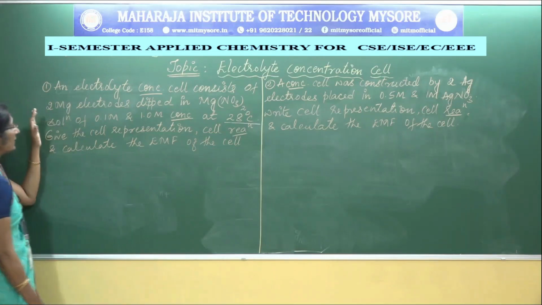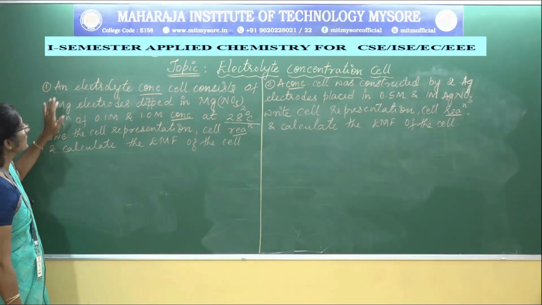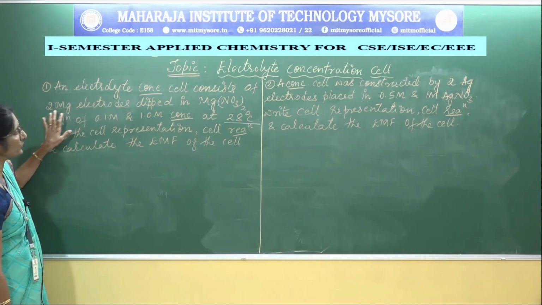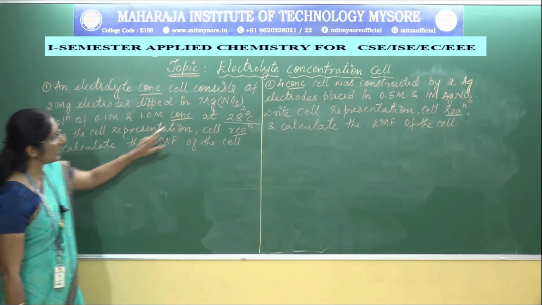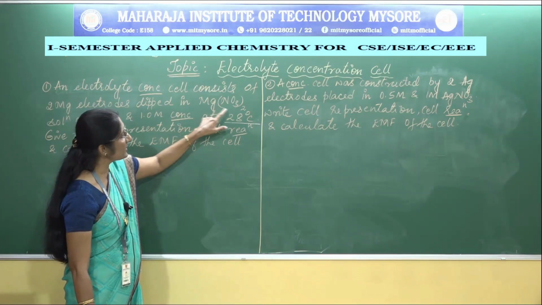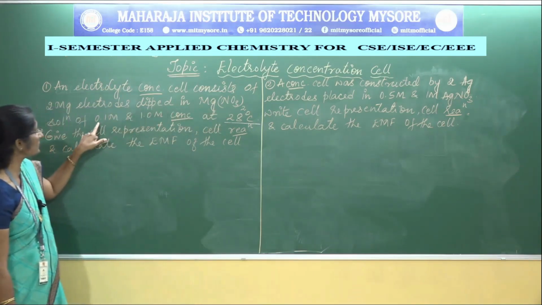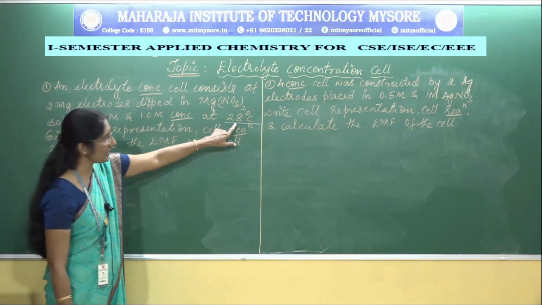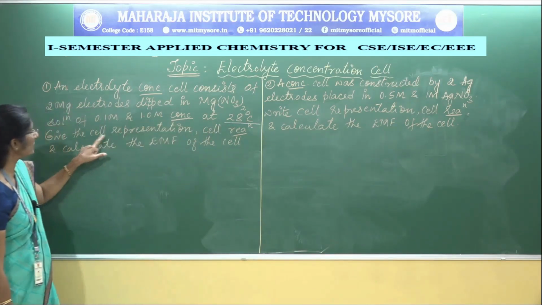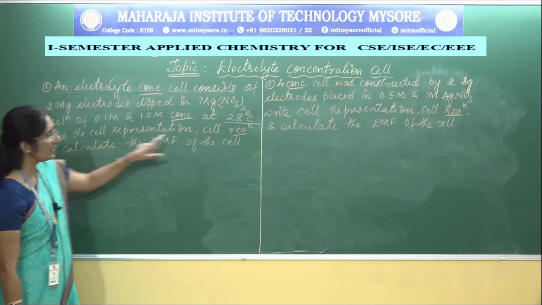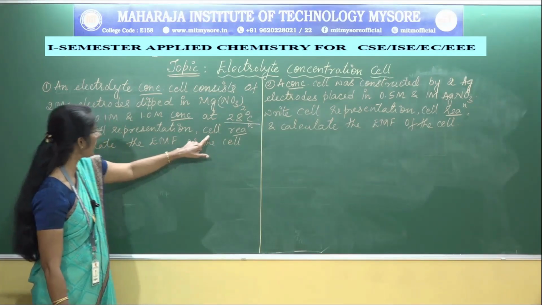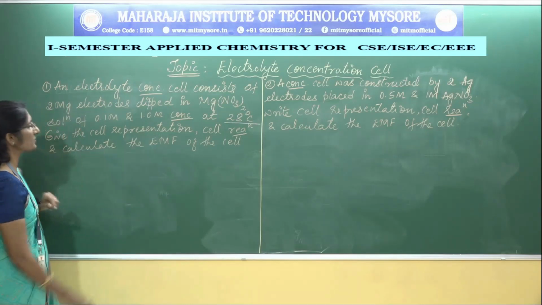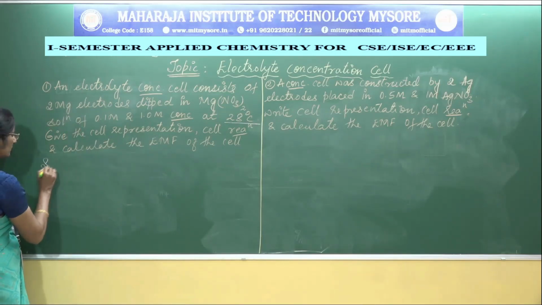So observe that, read the problem once again. It is an electrolyte concentration cell, made up of two magnesium electrodes in contact with magnesium nitrate solution of concentration 0.1 molar and 1 molar at 28 degrees centigrade. So we have to represent the cell, write the cell reaction, then find out the EMF of the cell. So first we have to write the cell representation.